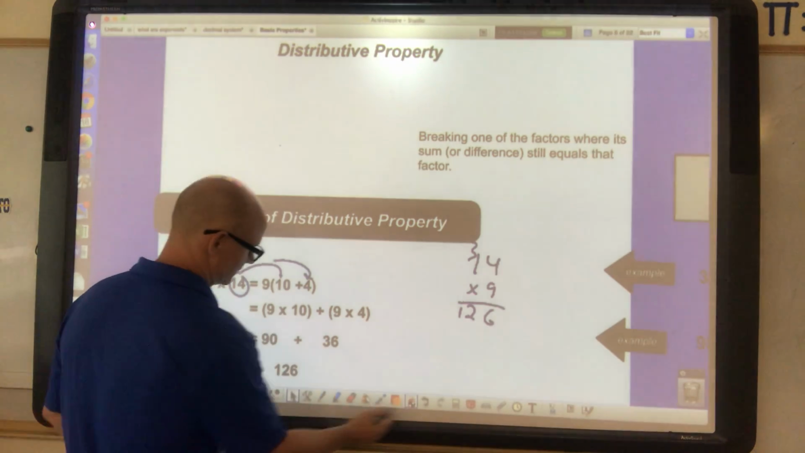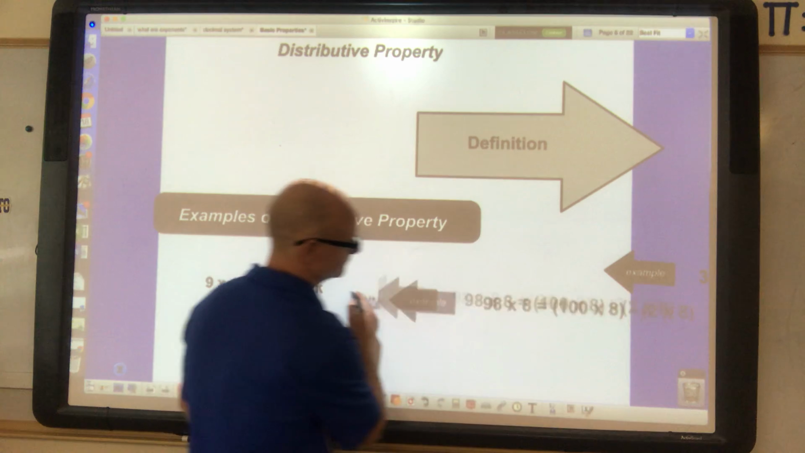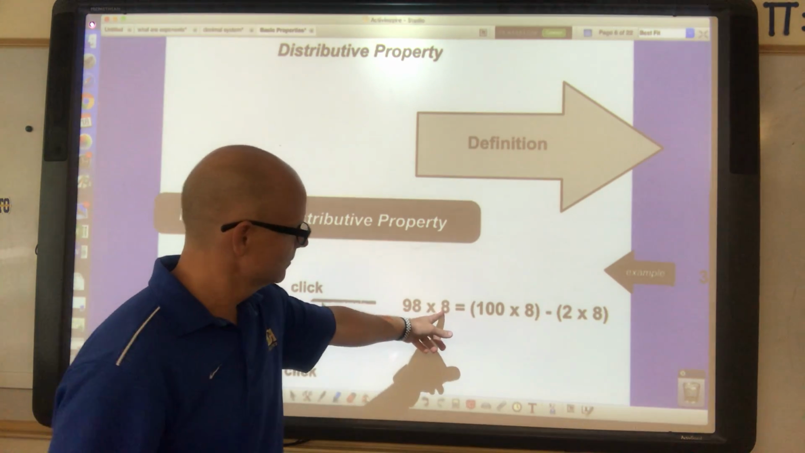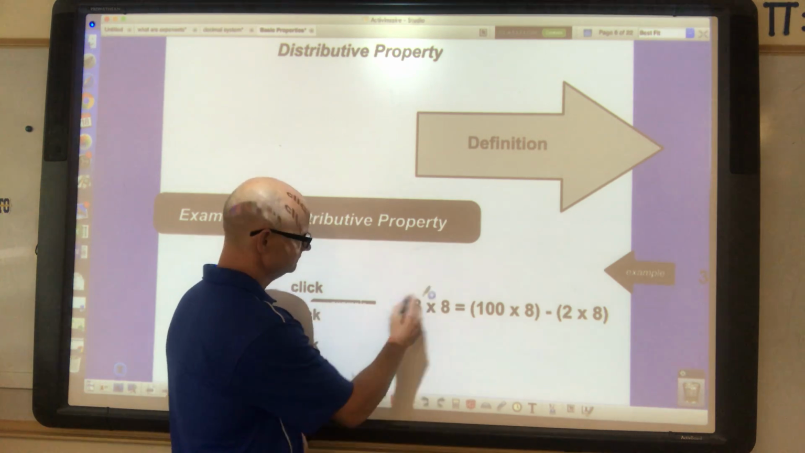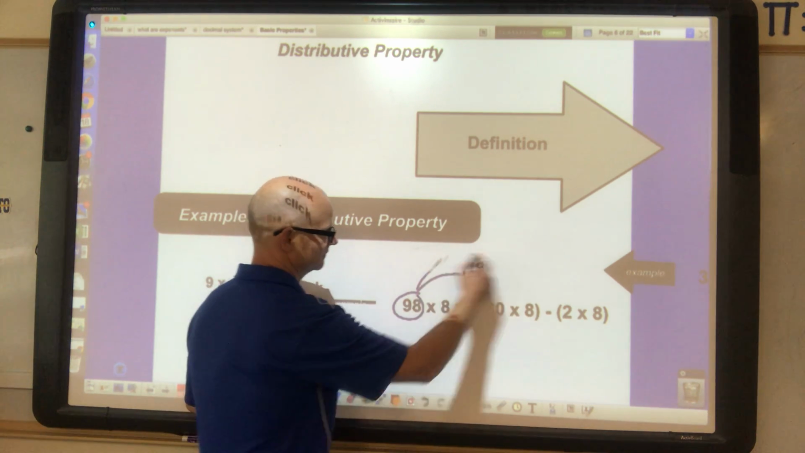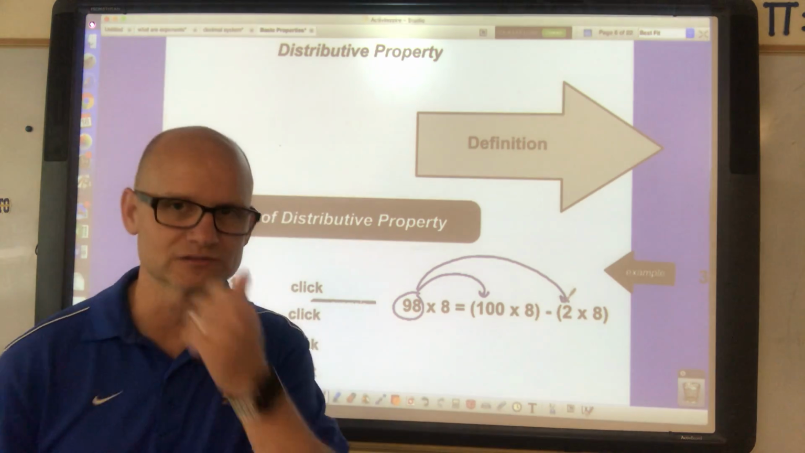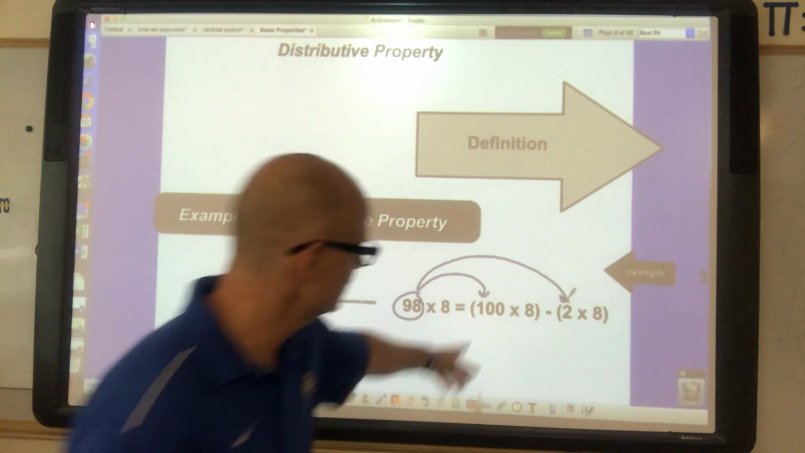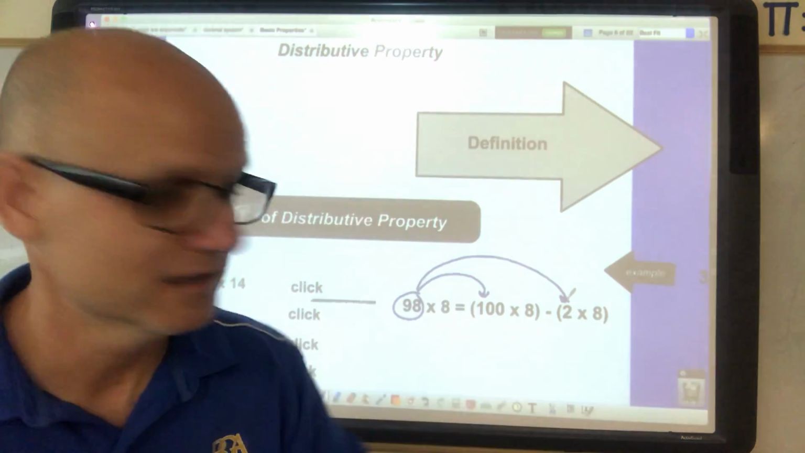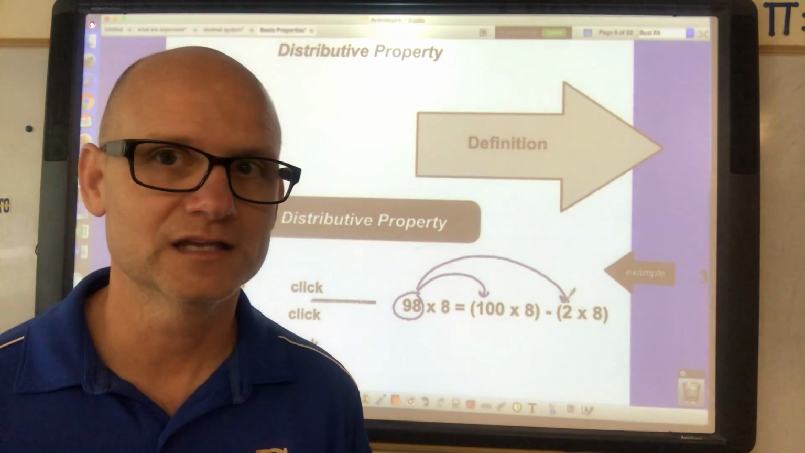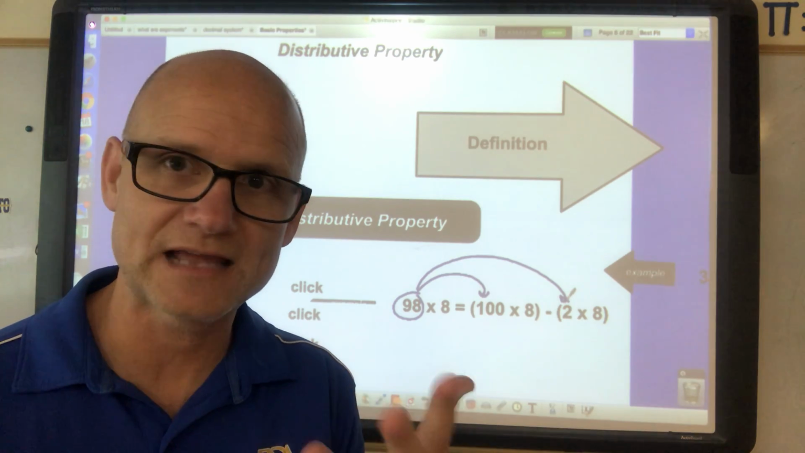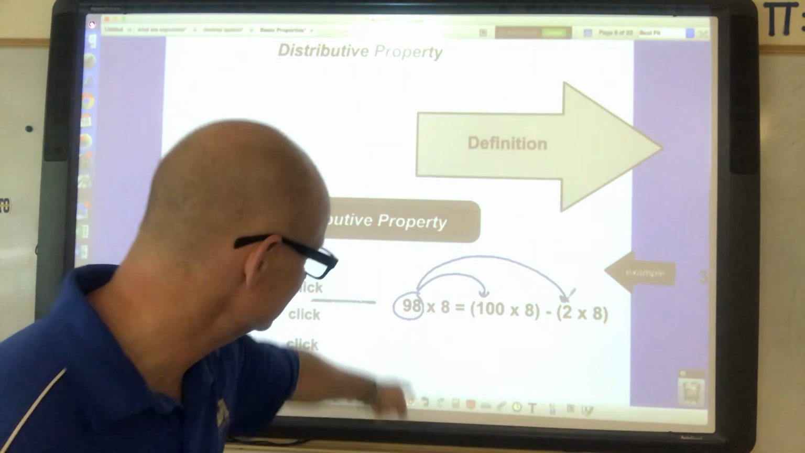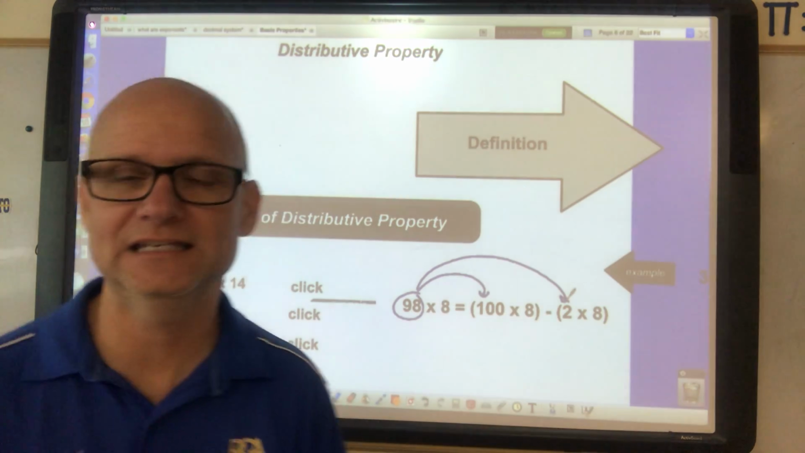For example, here's what I'm saying here, okay? Like I see sometimes students will do this. See that 98 times 8? Well, they take the 98 and they break it into 2 parts. But this time it's subtraction. They break it to 100 and then 2. Well, the difference is still 98. So they do 100 times 8. Well, that's 800. You could do that in your head. And they do 2 times 8. Well, that's 16. And then some of you guys can do this in your head. You can subtract 16 from 800 and you get 784. And that's the answer. 98 times 8 is 784.